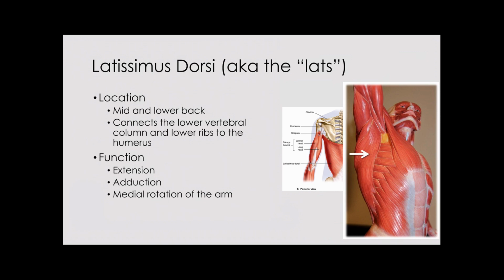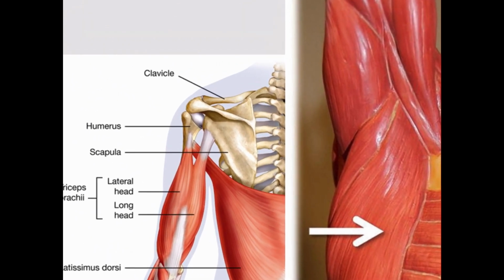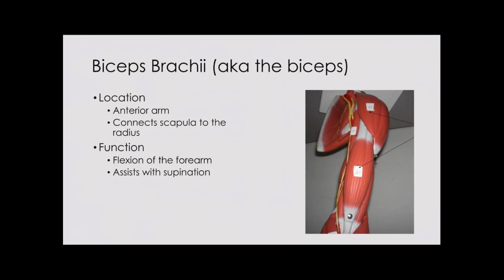Your latissimus dorsi is your muscle that connects to your mid and lower back, which is going to be involved in extension and abduction of your arm and your lower back. It's also going to connect your lower vertebral column with your lower ribs, which will also connect to your humerus. And this will help with medial rotation of your arm. So you can see your latissimus dorsi right here, where the arrow is pointing. You can also see in the picture on the left that the latissimus dorsi does indeed bind to the humerus, and that allows your arm movement as well.